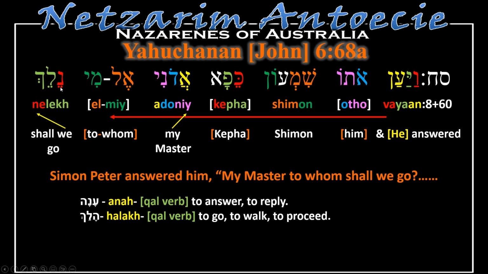To whom, nelek. The nun in this case is we. And it can be also used as an imperfect form. So shall we go? To whom shall we go? And I've given you the root of that as being halak, a kal verb to go, to walk, to proceed. And so the English translation is, Simon Peter answered him, my master, to whom shall we go?